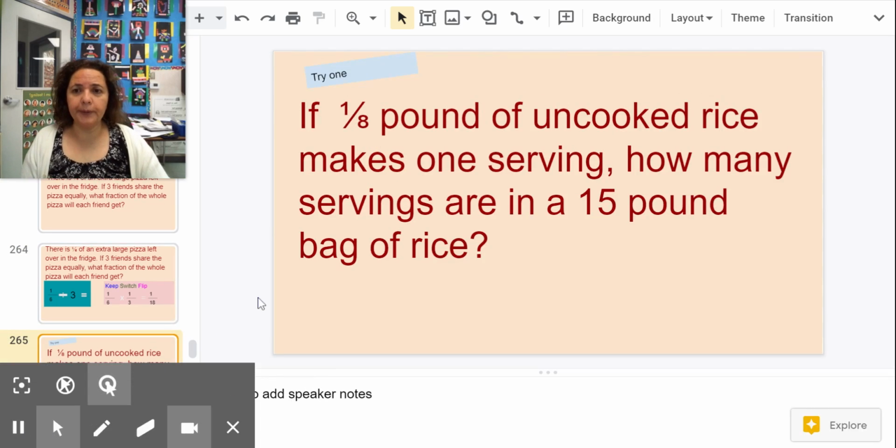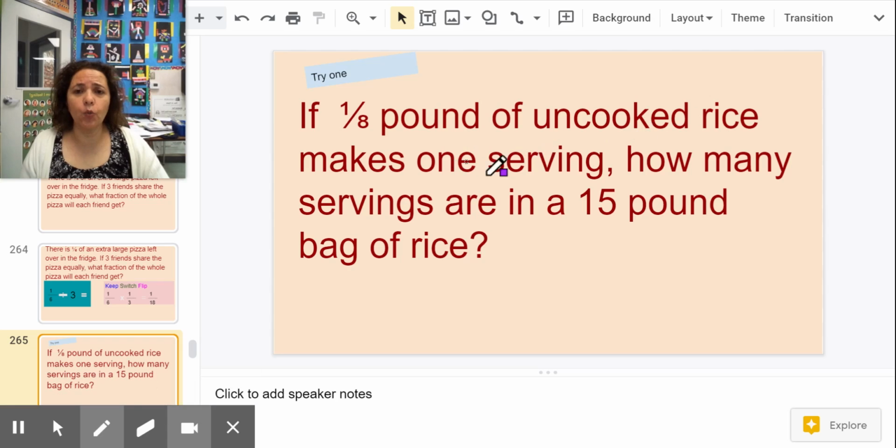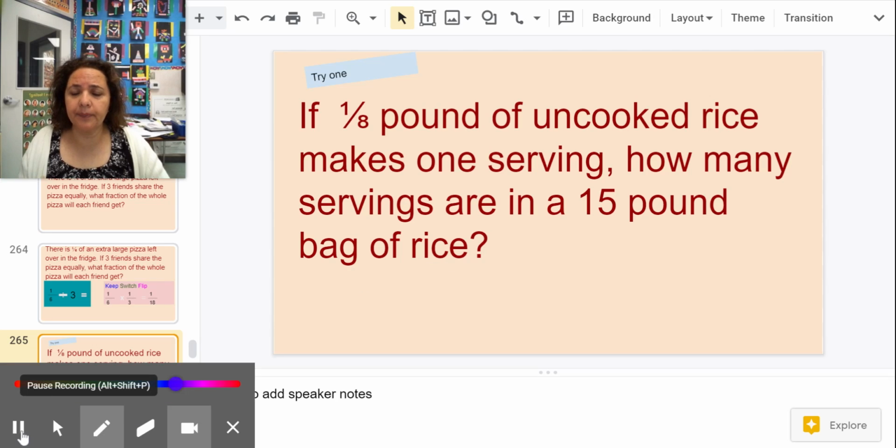All right, so you try one. If 1/8 of a pound of uncooked rice makes one serving, how many servings are in a 15-pound bag of rice? Now you know it's division, right? Try to figure out why it's division and which number is our total. Remember, our total always goes first. So try figuring that out and then come back to me.